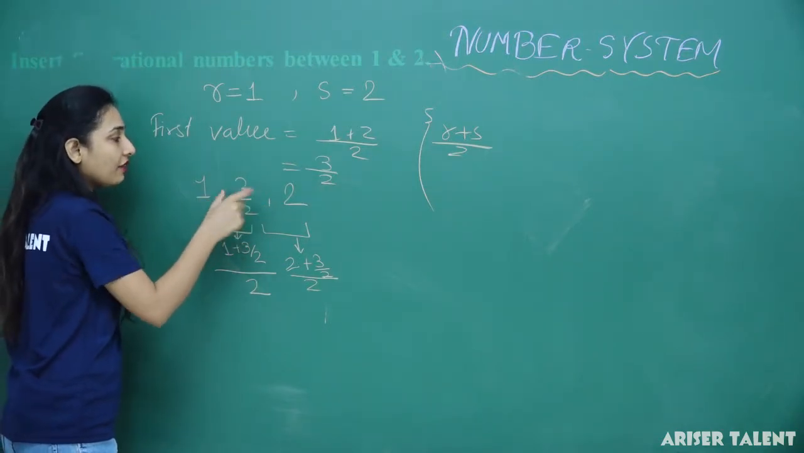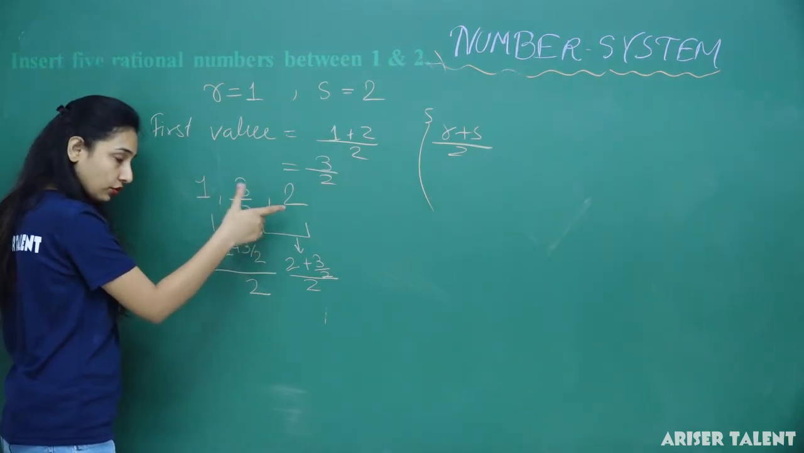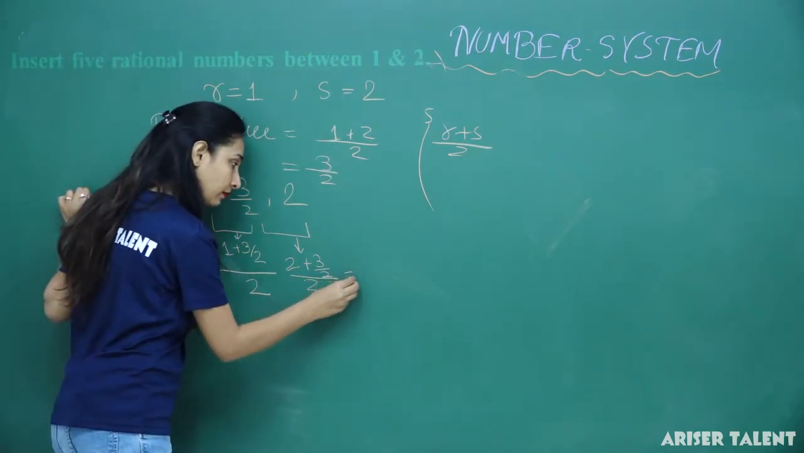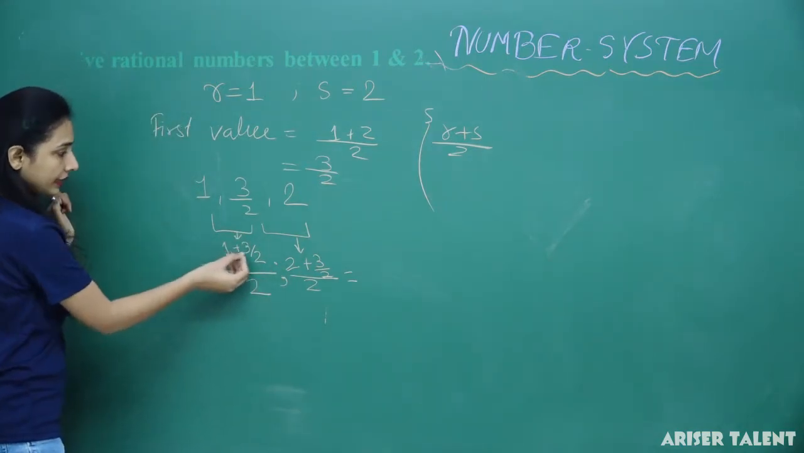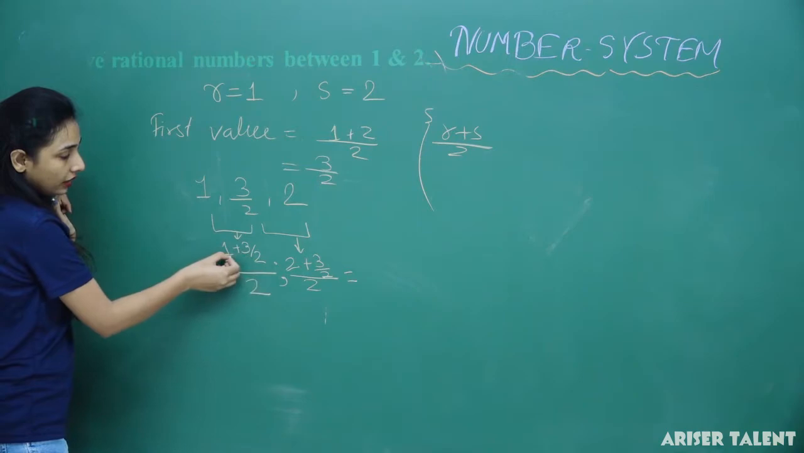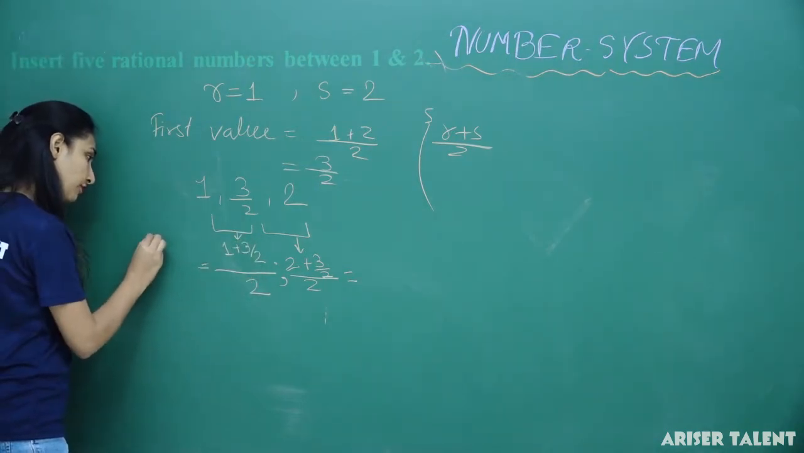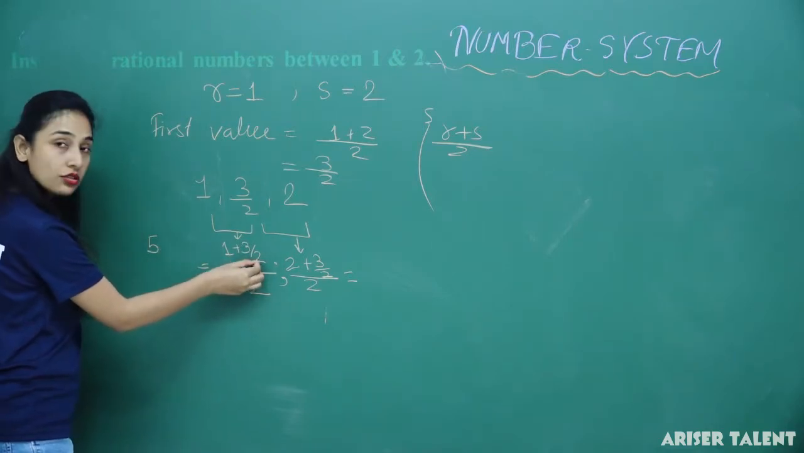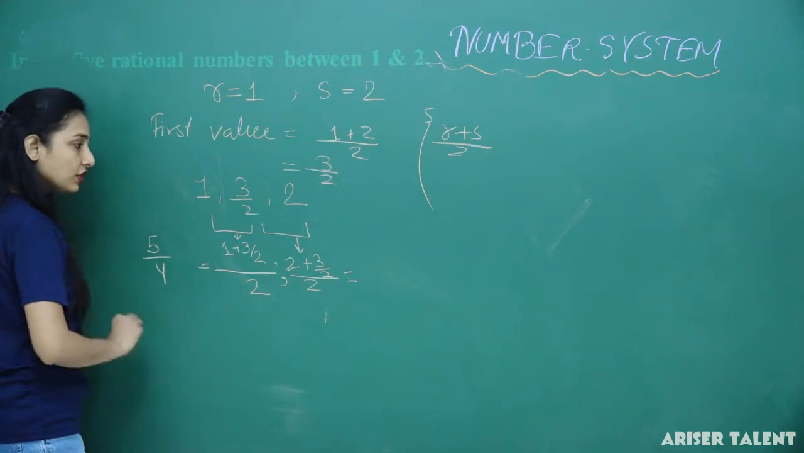So basically I now have 1, 2 and 3 numbers between 1 and 2. Should we solve it further? This is 2, taking LCM: 2 ones are 2, 2 plus 3 is 5, so 5 over 2. 2 multiplied by 2 gives 4, so this is 5 by 4.